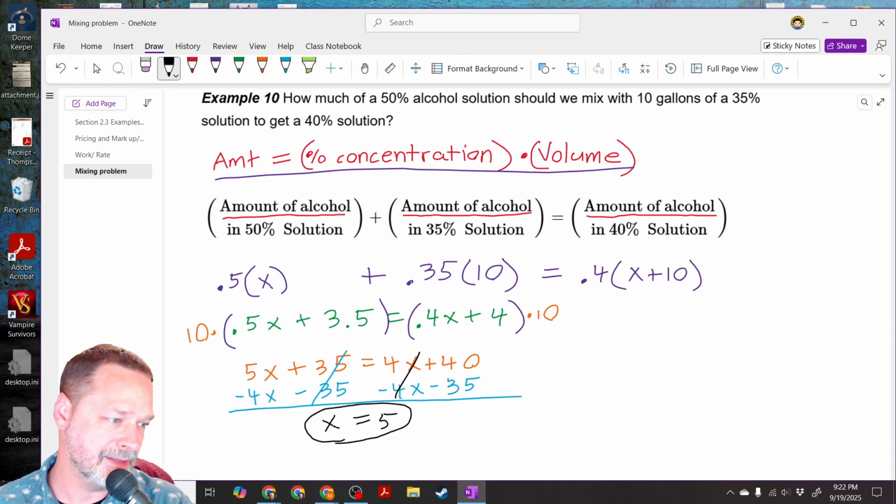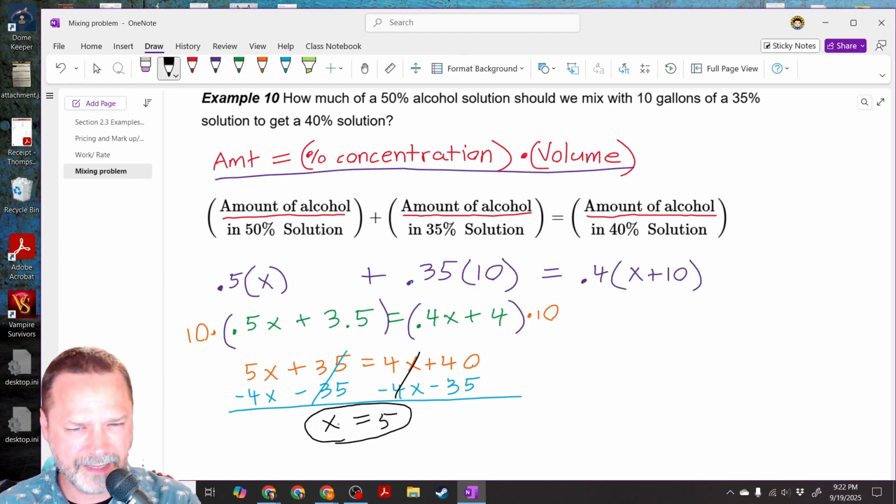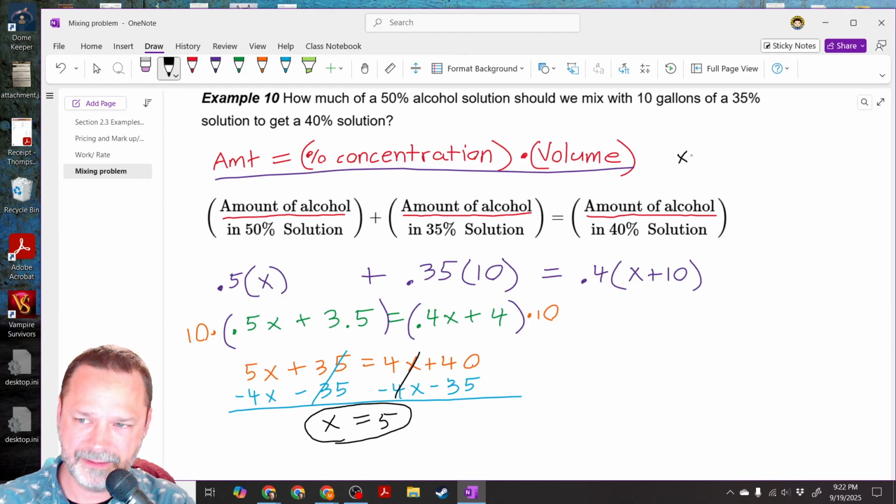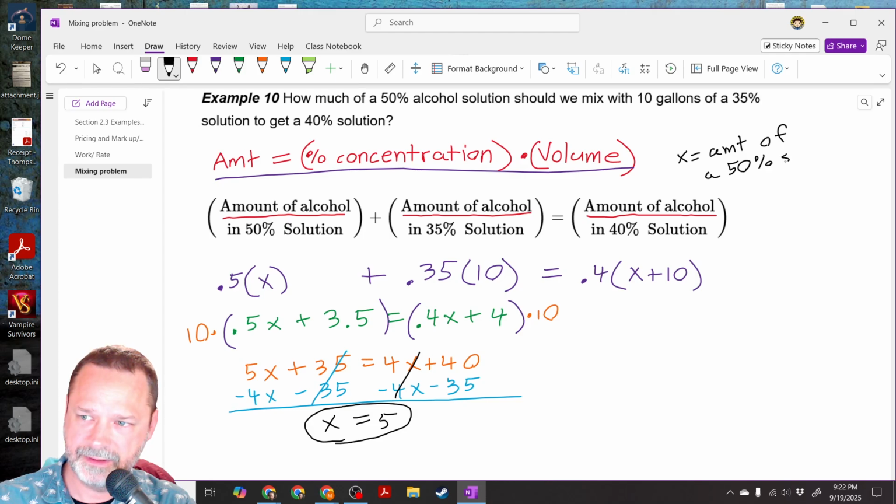Now, with any of these types of problems, the big deal is always, was it asking for x? And what was x again? Because honestly, I didn't do a very good job. I said what it was, but I didn't write it down. X is our amount of a 50% solution. That's what X was. So anyway, it says, how much of a 50% alcohol solution should we mix? So yes, that is what it was asking for. So X, and we were in gallons.